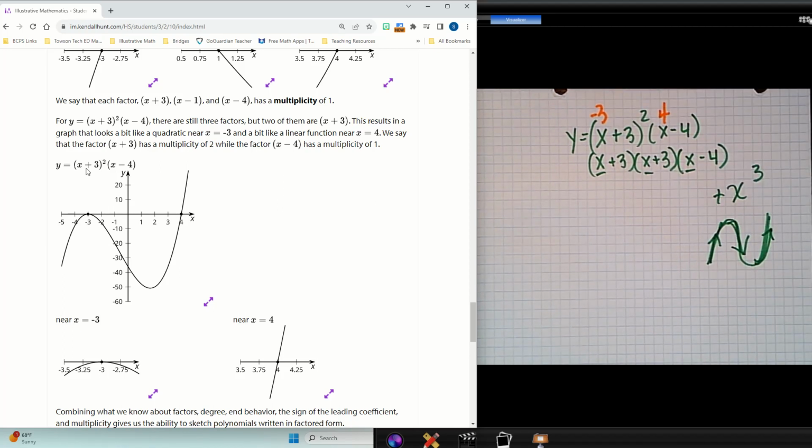Okay, so now I have the direction of my graph. I know it's going to be 3 waves: up, down, up. I know it's going to cross the x-axis at -3 and positive 4.